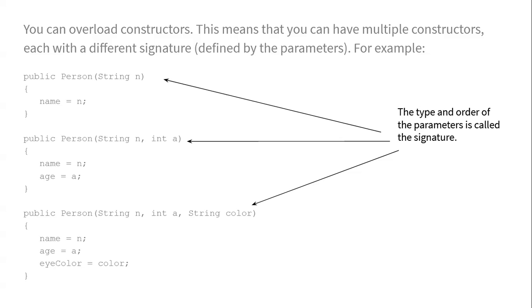Interesting. And you could have all 3 of these in a class, and Java figures out which one to use when somebody tries to create a person. It looks at the signature, and the signature is not the variable names, it's the type and order of the parameters. So really the signature is string for the first one, and it's string int for the second, and it's string int string for the third here.